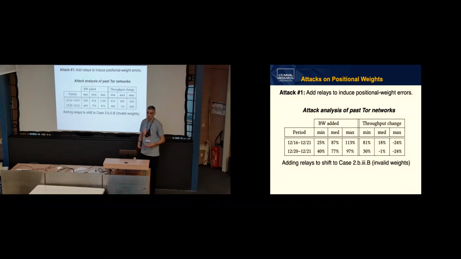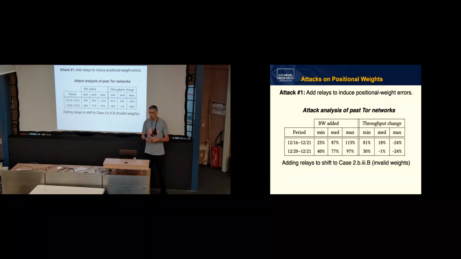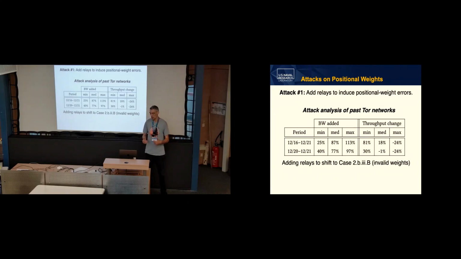So we looked at if this is possible or how possible this would be in the past Tor consensuses. We looked at a period of 5 years and a period of 1 year. Overall, it would be a fairly expensive attack. You would have to add a lot of bandwidth, at least 25% onto the existing network in order to get it to the error state. So Tor's not really vulnerable to this kind of attack, I would say. Although you could get as much as a 24% reduction in bandwidth, even though you added at least 24%, kind of counterintuitively.